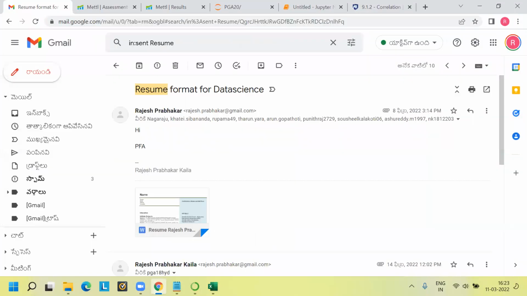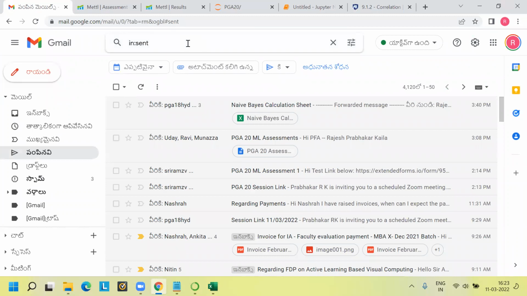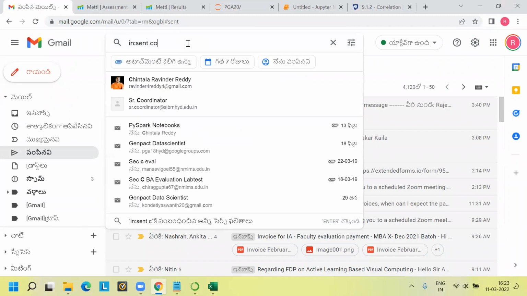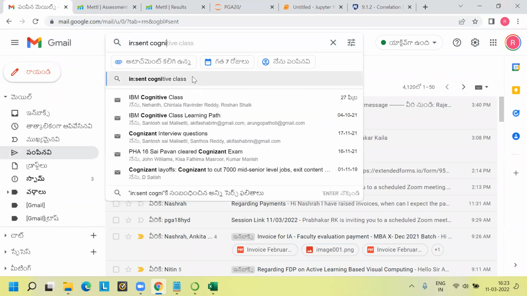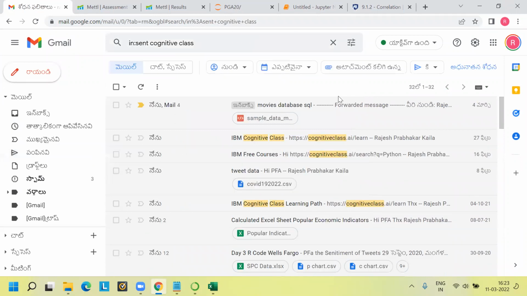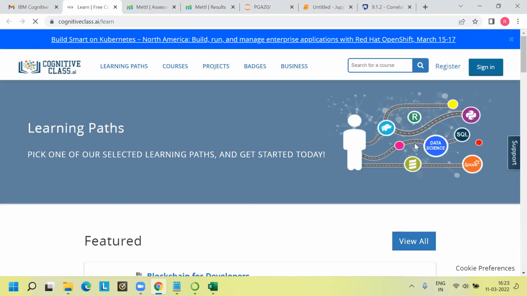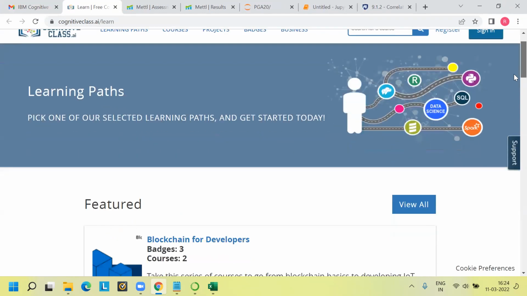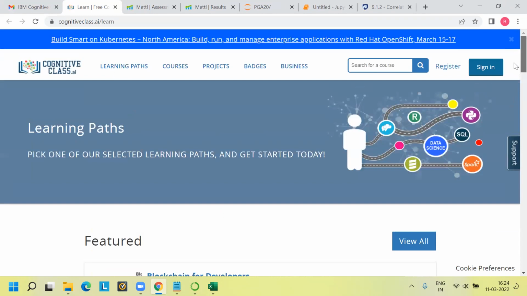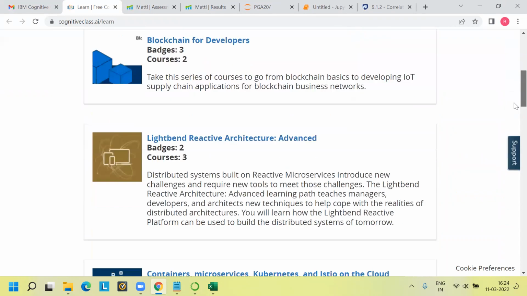IBM కాగ్నిటివ్ ల్యాబ్స్ ఉంటుంది కదా, మీకు పంపించలేదా నేను అది? See, IBM, అచ్చా BSP వాళ్ళకి పంపించానా? See, IBM వాడిది కాగ్నిటివ్ క్లాస్ అని ఉంది, లెర్నింగ్ ఫ్రీ కోర్సెస్. ఇవన్నీ ఈ కోర్సెస్ ఉంటాయి, లెర్నింగ్ పార్ట్స్ అన్ని ఫ్రీ.